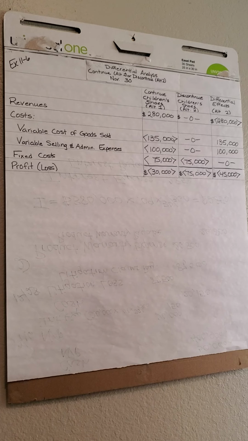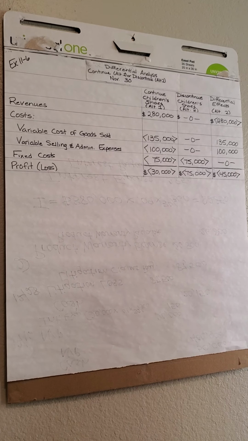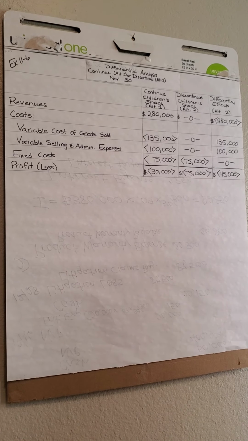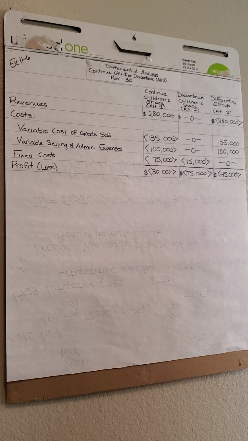So, and again, if children's shoes were discontinued, the company's loss would increase by an additional $45,000. So, of course, all other things being equal, the company will continue on with children's shoes. And that's how we do exercise 11-6.